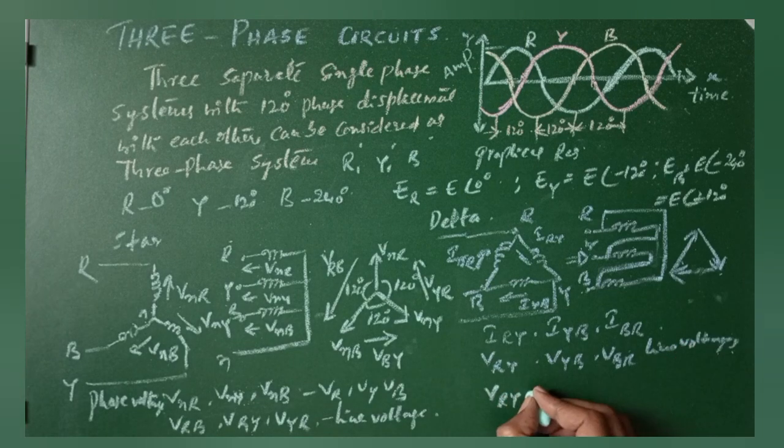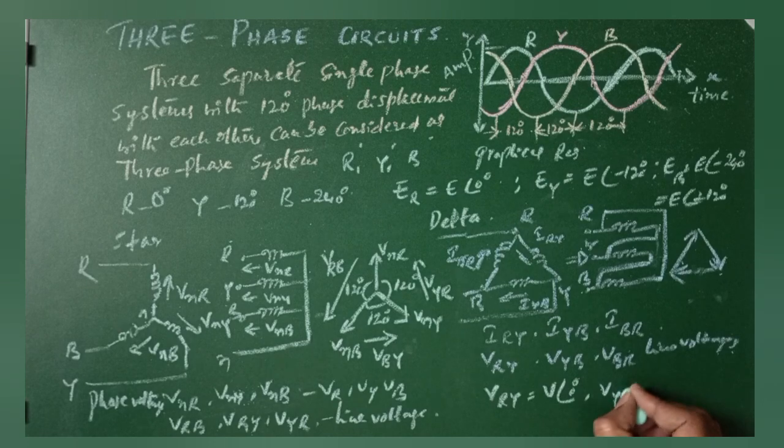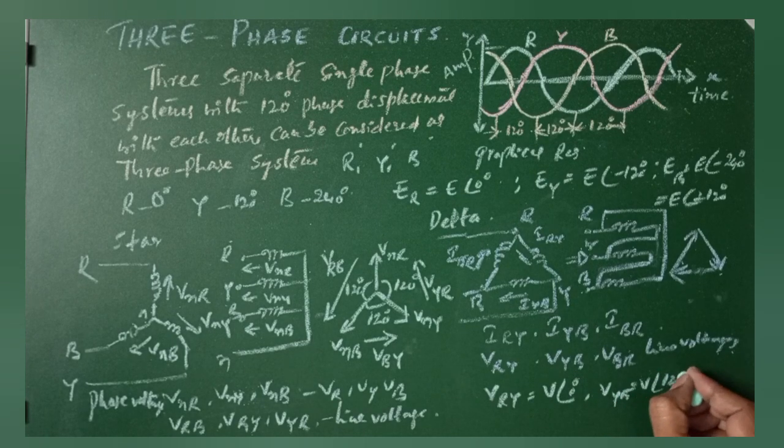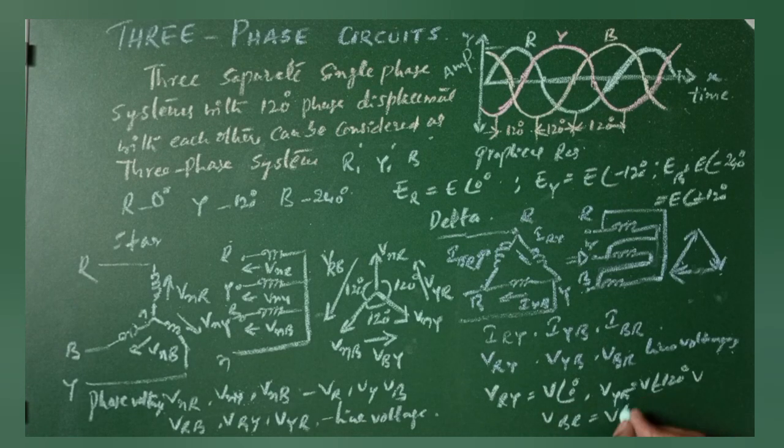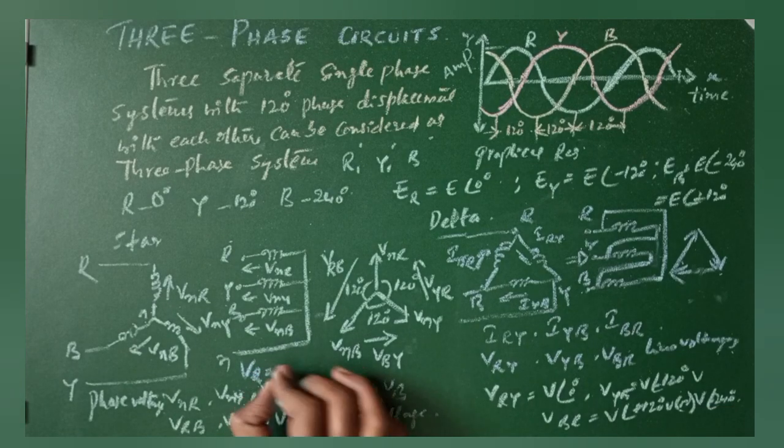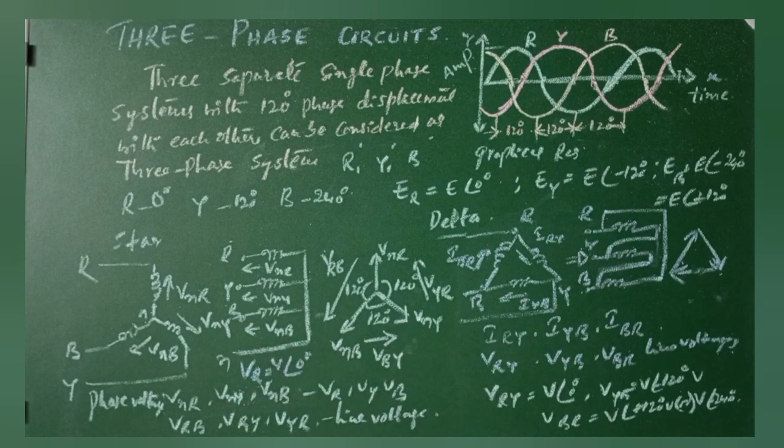V_RY is equal to V at 0 degrees and V_YB equals V at 120 degrees, minus V_BR equals V at plus 120 degrees volts or V at minus 240 degrees. Here V_R equals V at 0 degrees, V_Y equals V at 120 degrees, minus V_B equals V at minus 240 degrees.